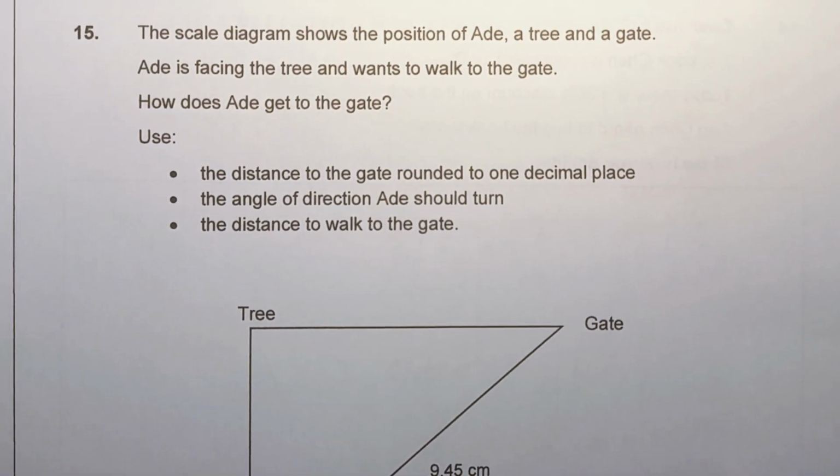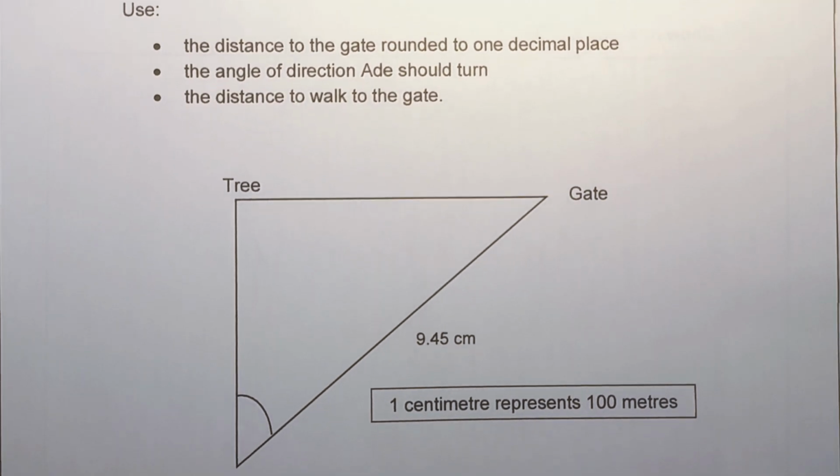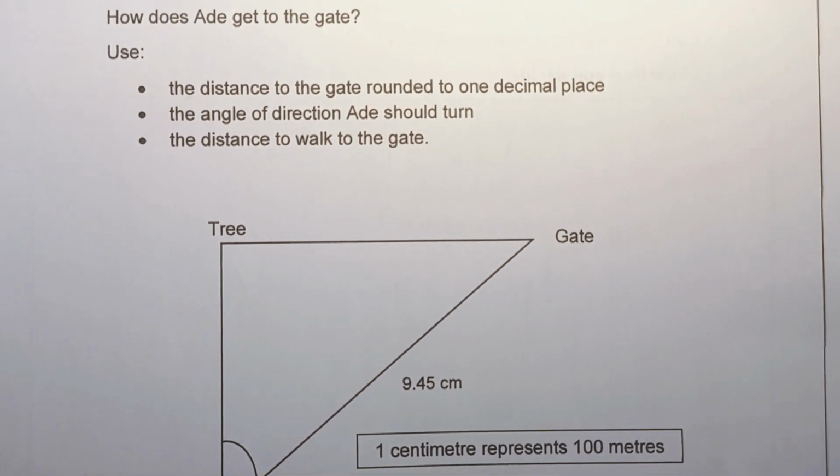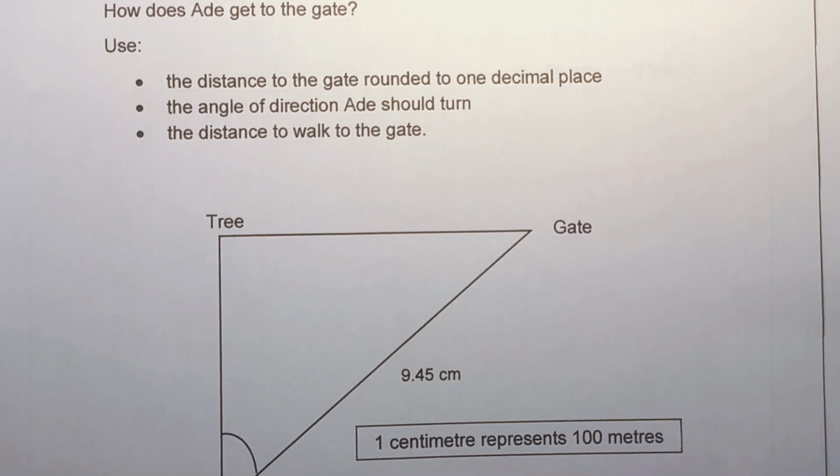And the last question in this paper, question 15. The scale diagram shows the position of Aid, a tree, and a gate. Aid is facing the tree and wants to walk to the gate. Use the distance to the gate rounded to 1 decimal place, the angle of direction Aid should turn, and the distance to walk to the gate. So let's shift this up so we can see a bit more here. Okay, and so that question was, how does Aid get to the gate?